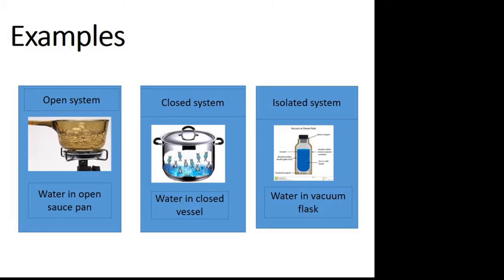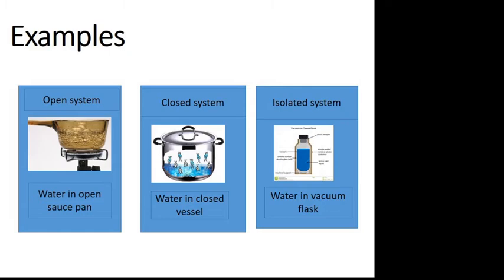Then next is a closed system. It's water in a closed vessel. If you close that saucepan with its lid and again heat it, what happens is the vapors will go and hit the inner surface of the lid and it will condense and come back. So matter will not be exchanged, but heat energy can be exchanged with the surrounding.